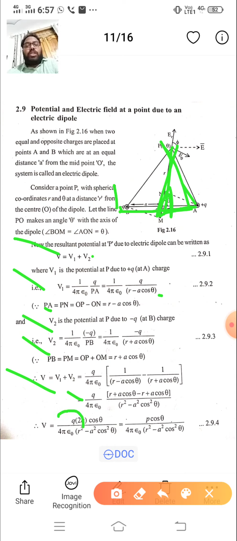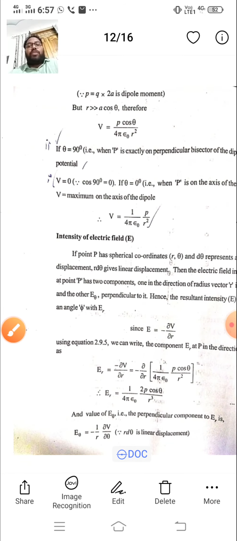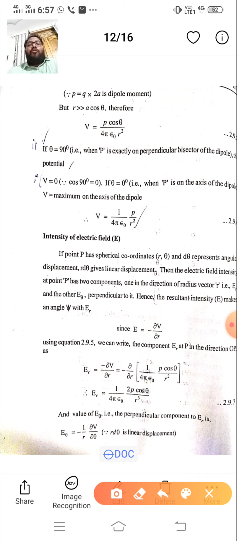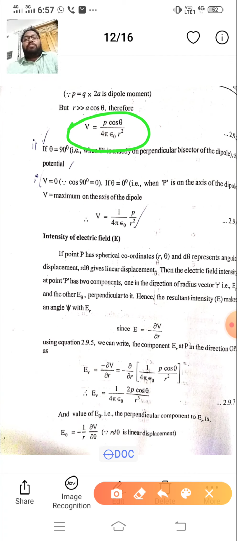Why? Because Q into 2a, the product of charge and the distance between the two points, is nothing but the dipole moment P. Hence, substituting in the above equation, we get V equals P cos theta by 4 pi epsilon naught r square. This is the potential due to a dipole.